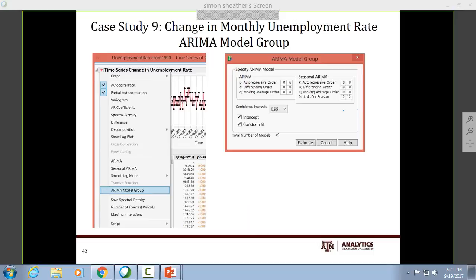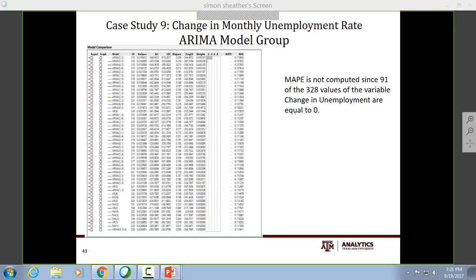Now I'm going to do an ARMA model group. I'm going to do up to order 6 for the AR part, up to order 6 for the MA part. So 7 times 7 is 49, right? So we're going to do 49 models. Are we good? Here we go. We push go. There's our 49 models. And have a look at what AIC says.